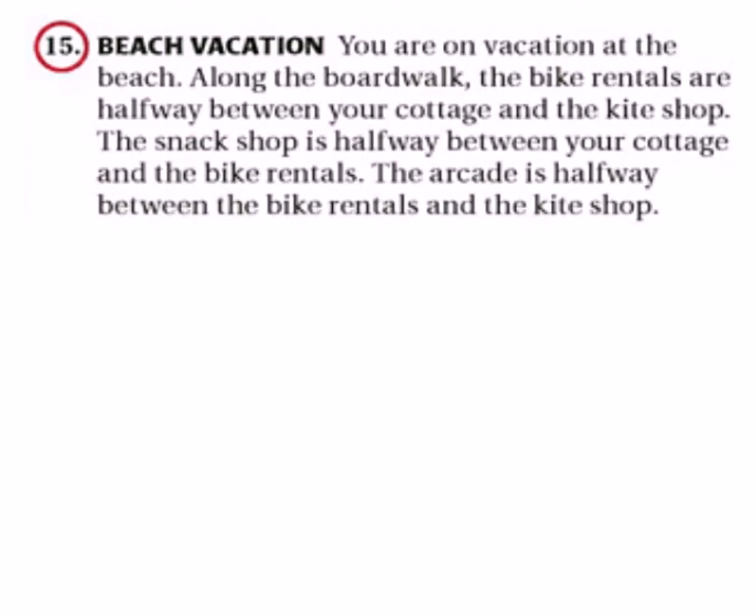Look at 15. You have beach vacation. You are on a vacation at the beach. Along the boardwalk, the bike rentals are halfway between your cottage and the kite shop. The snack shop is halfway between your cottage and the bike rental. The arcade is halfway between the bike rental and the kite shop. And this is basically asking us to make a sketch of the diagram that represents the given information.